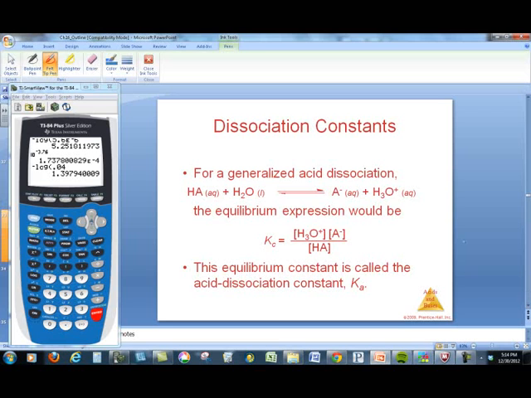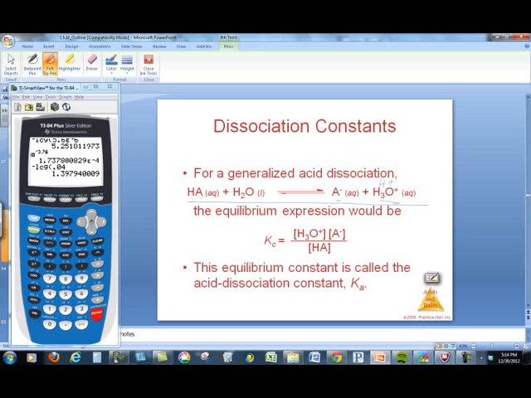Okay, for generalized acid dissociation, the equilibrium equation can always be written generically as this. The acid, this is H plus some anion, plus water, gives me the anion and the hydronium ion, which I can also write as H plus, right? So the equilibrium expression is always the same. It's hydronium ion times the anion over the acid.